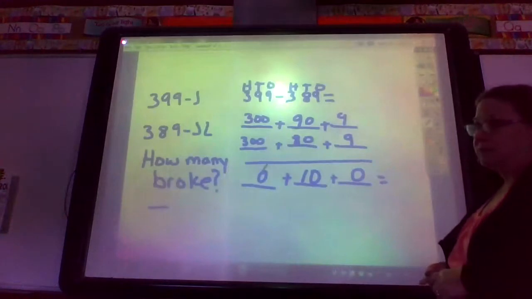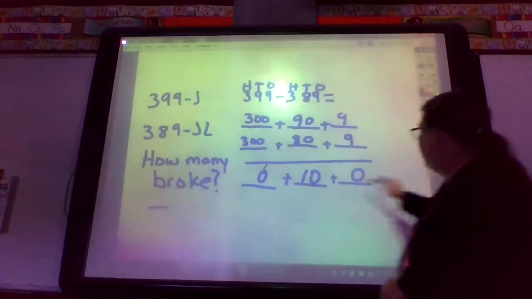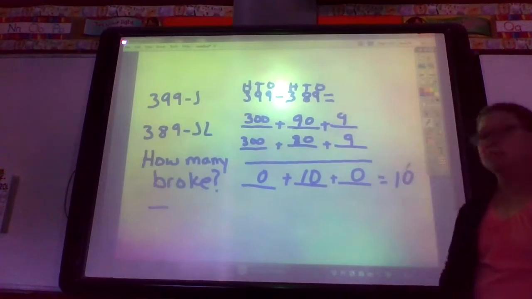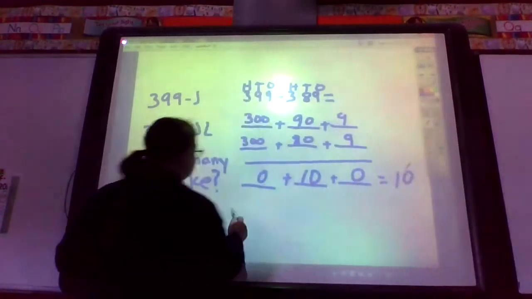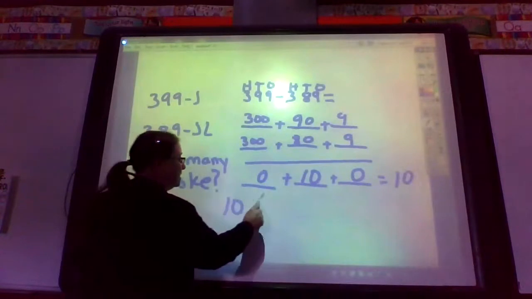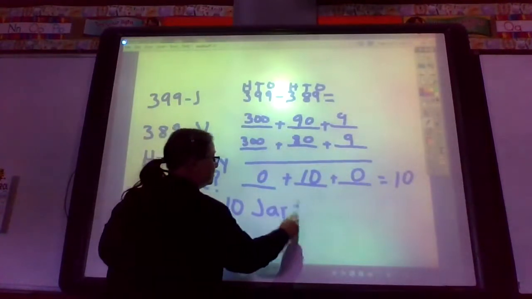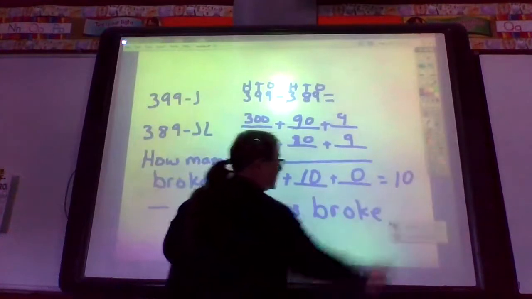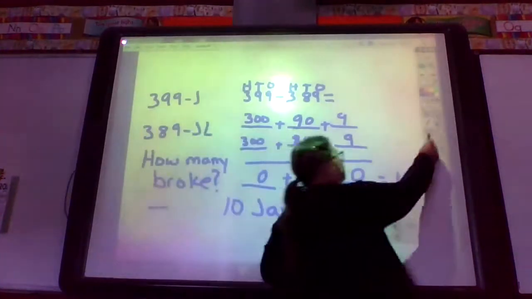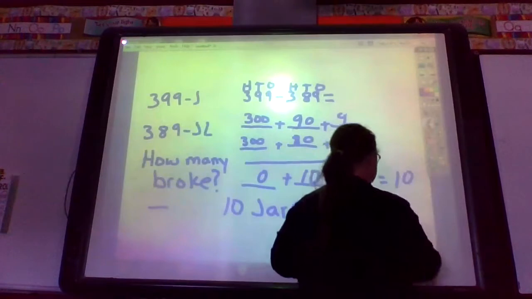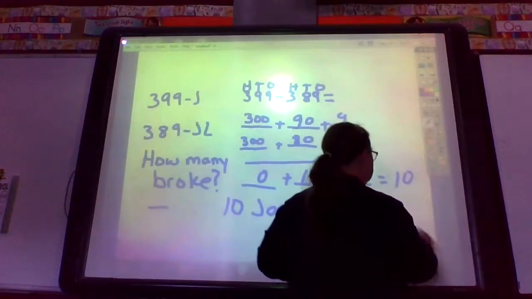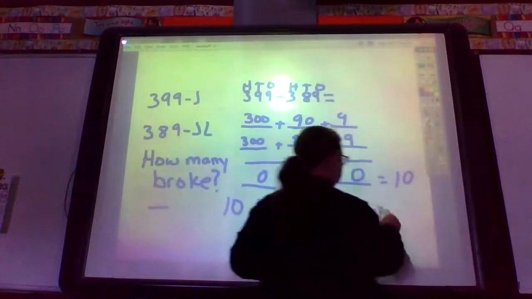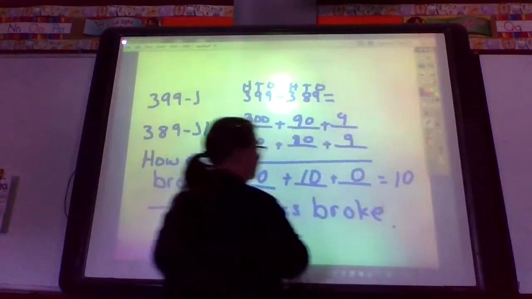So if I put these together, slide it over, 10. 10 jars broke. Okay? 10 left. So 10 jars broke. And that is what you would write on the other side. 10 jars broke. There we go.